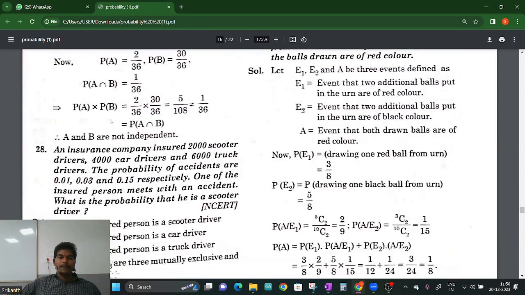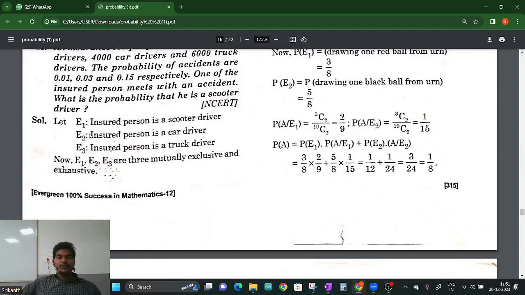Next question. Copy this question. An insurance company insured 2,000 scooter drivers, 4,000 car drivers, and 6,000 truck drivers. The probability of accidents is 0.01 for scooter drivers, 0.03 for car drivers, and 0.15 for truck drivers respectively. One of the insured persons meets with an accident. What is the probability that he is a scooter driver? So for scooter driver, E1 is the insured person being a scooter driver.